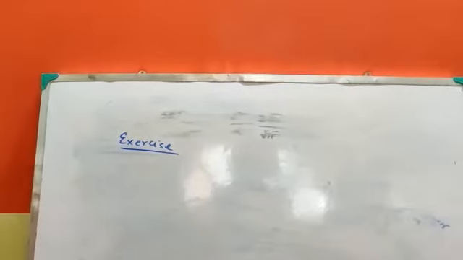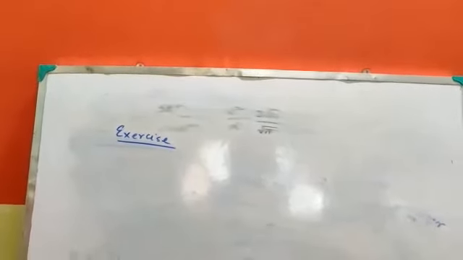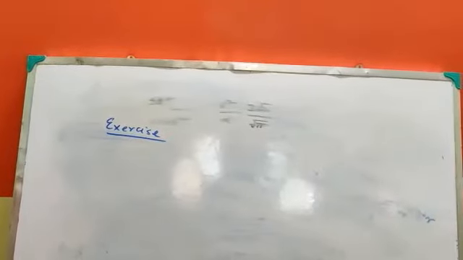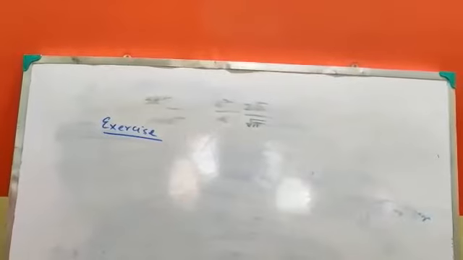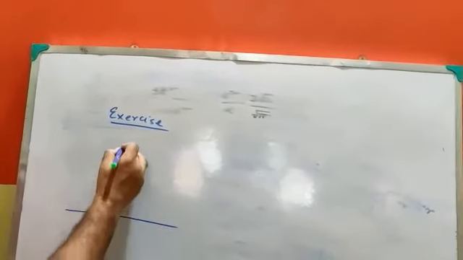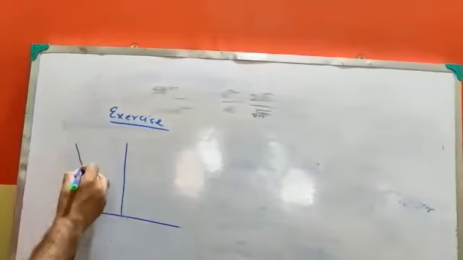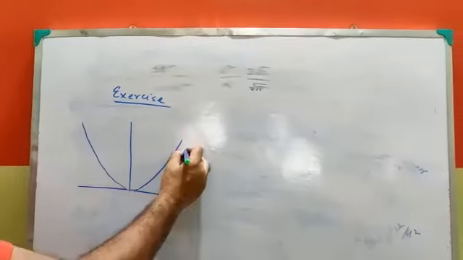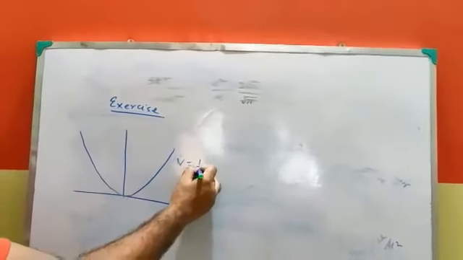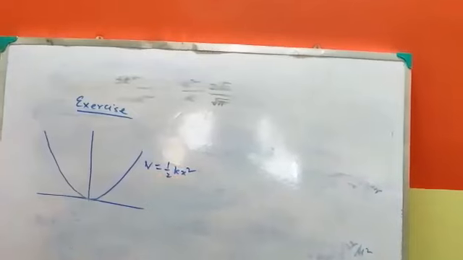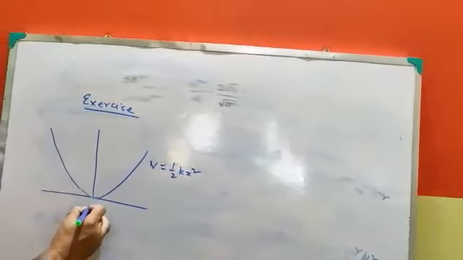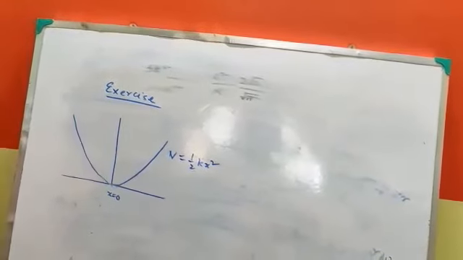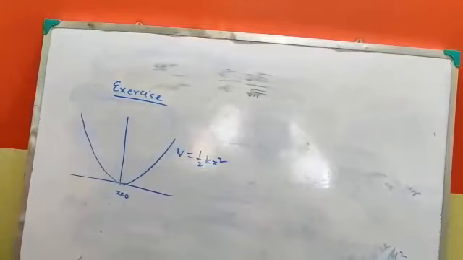We already learned about the harmonic oscillator system, and we know harmonic oscillator potential energy. This is the potential energy of harmonic oscillator, and we know that this potential energy V is half k x square. So potential energy is symmetric with respect to the origin.